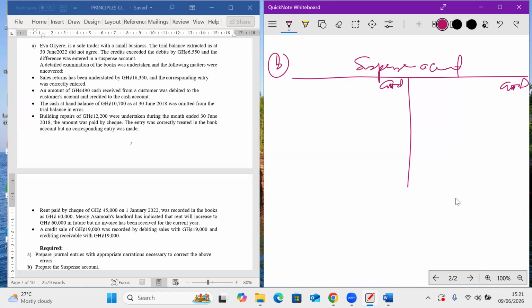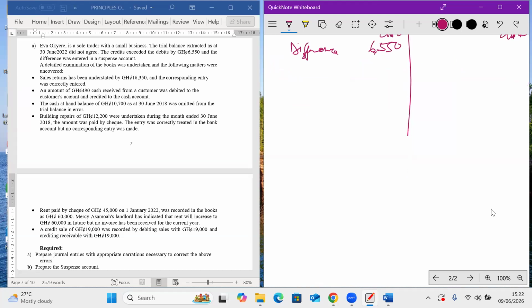Hold on. So where would you record that figure? Debit account in the suspense account. Debit. So where there's a shortage, that's where you record it. So what do you write? Difference, right? How much is it? 6,550. Put a comma. Continue. What next?